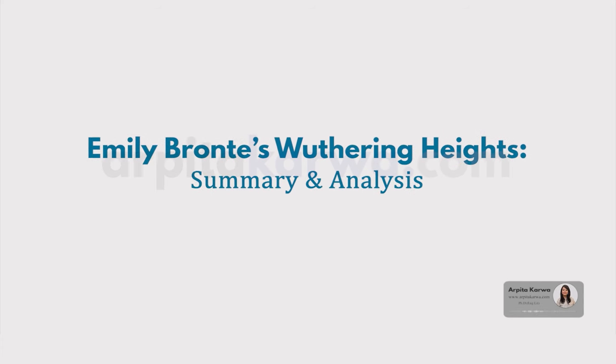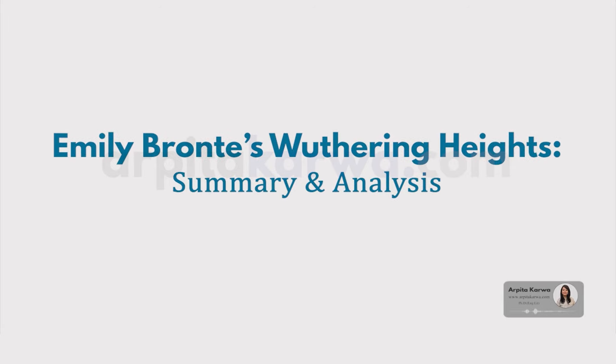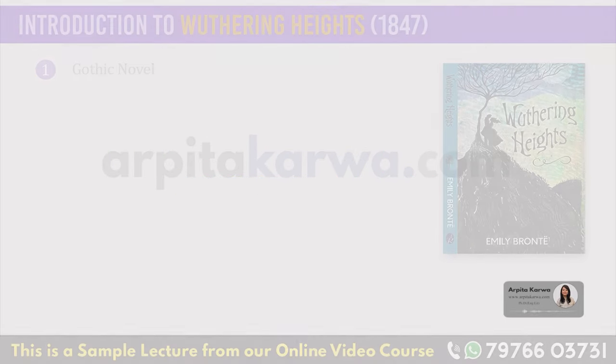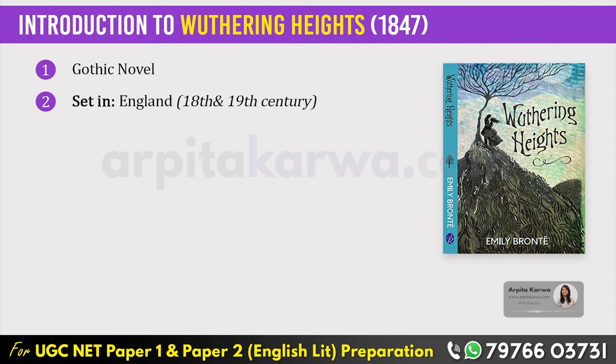Now today we'll understand the story of one of the most famous classic novels, Wuthering Heights, written by Emily Bronte. It's a gothic novel written in the Victorian period, precisely in 1847. The plot is set in late 18th and 19th century England. If you talk about the point of view, there is nothing fixed. Different characters are telling the story at different points of time.